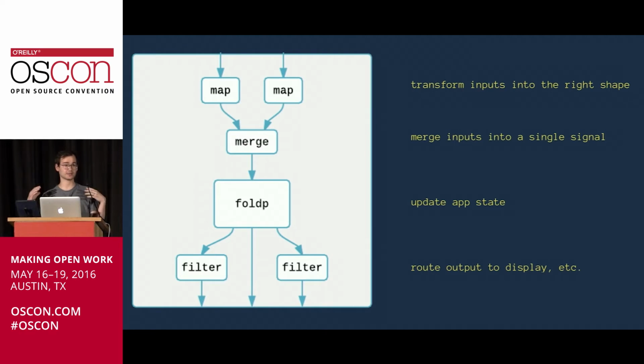In Elm, that means taking multiple signals, doing transformations on them, merging them into a composite signal, maybe accumulating the values over time in order to represent state, and then routing the result of that computation out to, for example, displays, or maybe trying to do HTTP requests, anything outside of your program.